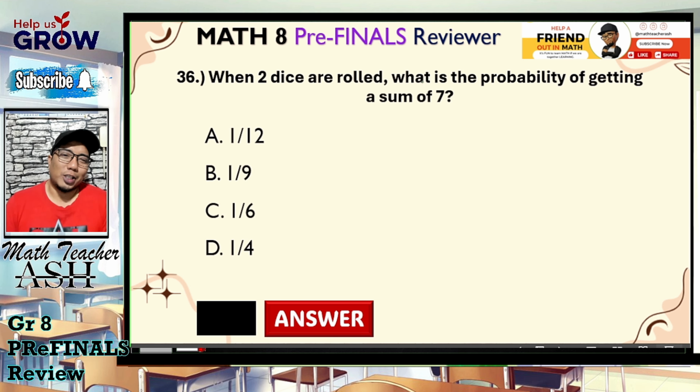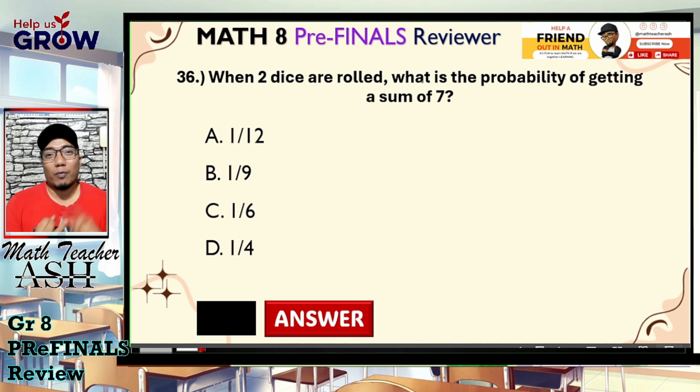Alright, my dear math learners, in order for us to answer this question, we need to consider first, there are two dice. What are the combinations in order to get a sum of 7? Very good, that is 1 and 6, or 6 and 1. So that is already 2. And then we have 3 and 4, or 4 and 3, another 2.